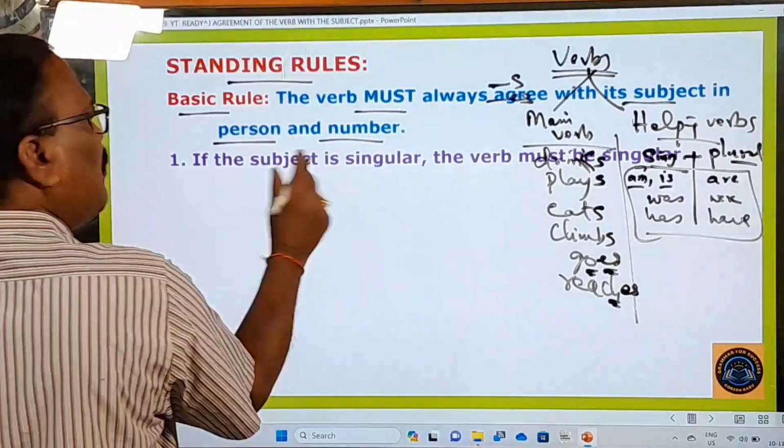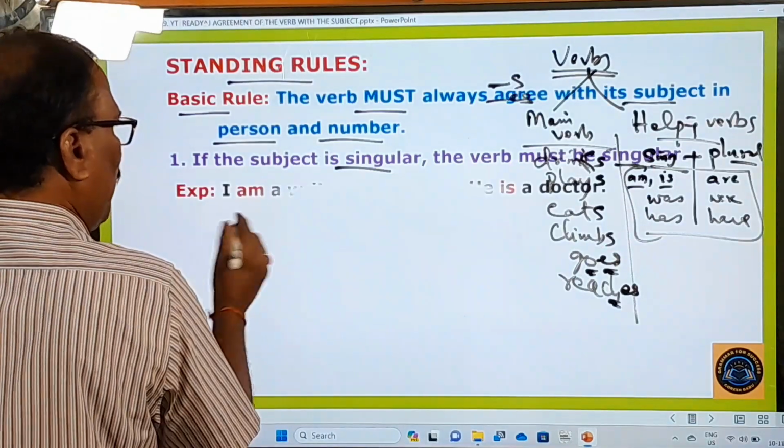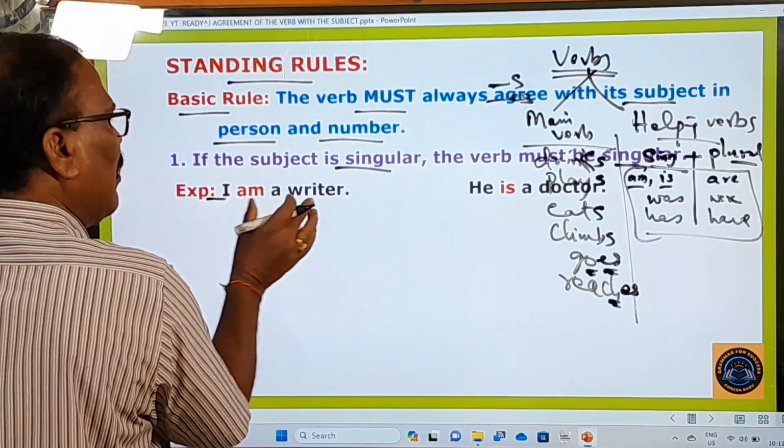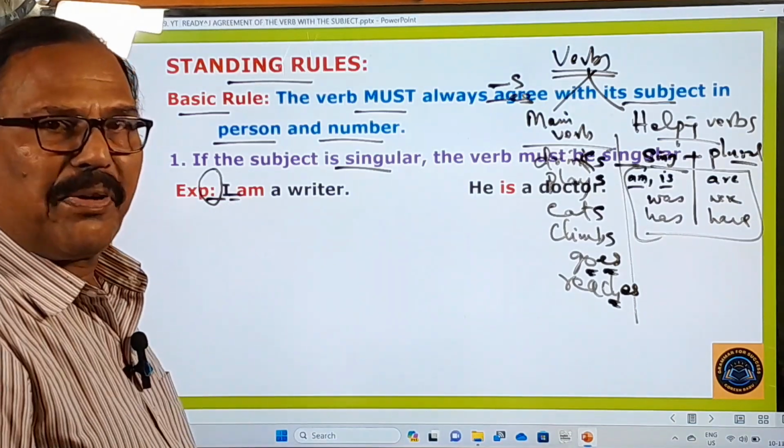What is the first rule? If the subject is singular, the verb must be singular. Okay, how? I'll give you some examples. I am a writer. This is a sentence. In this, I is singular, and therefore am, the singular helping verb, is used.